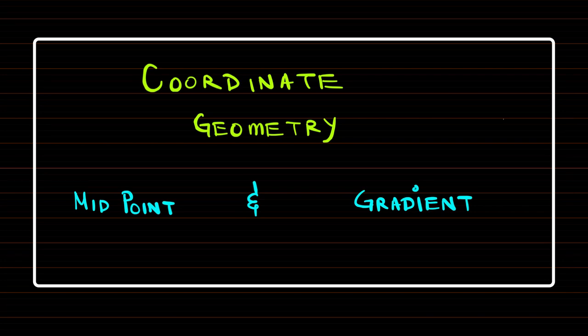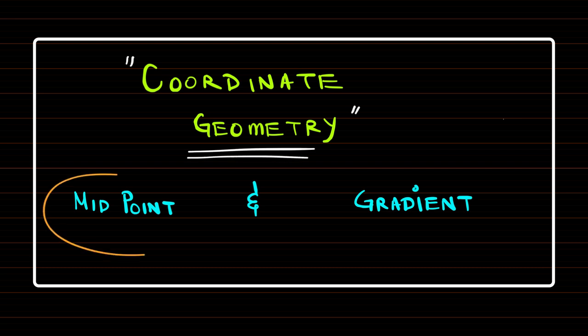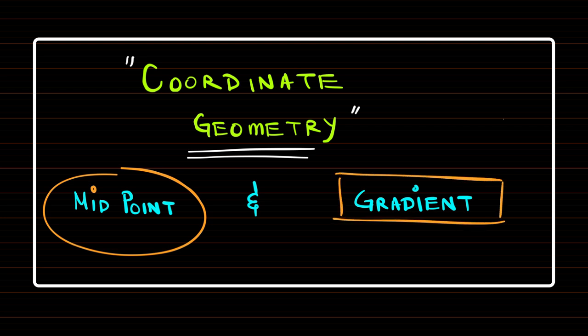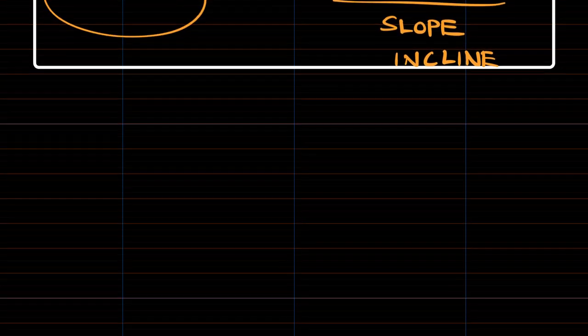Hello everyone, welcome back. So we are continuing our journey of coordinate geometry, and in this particular lecture we would be talking about the midpoint, and we will be talking about the concept of gradient, which is also referred to as the slope or the incline. Now let's get started with the idea.